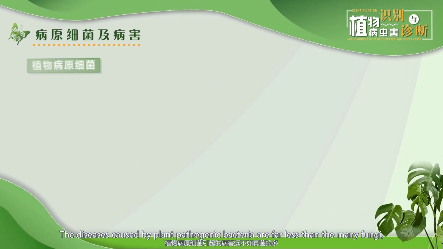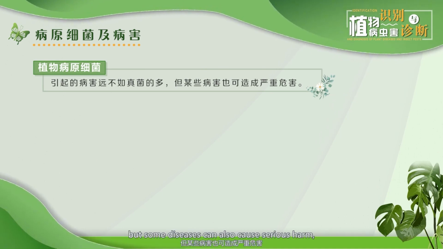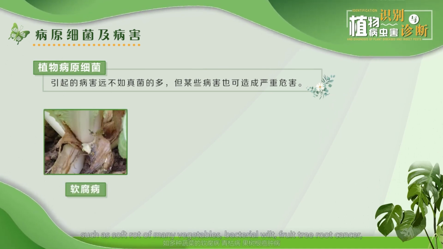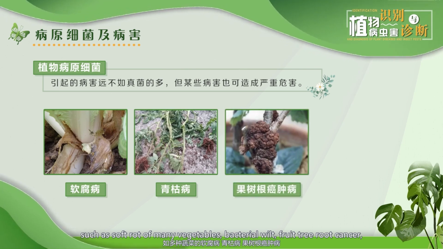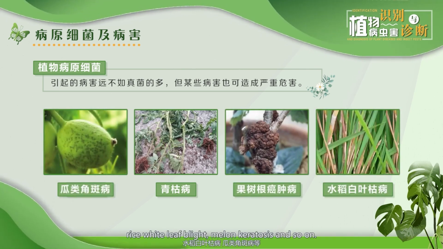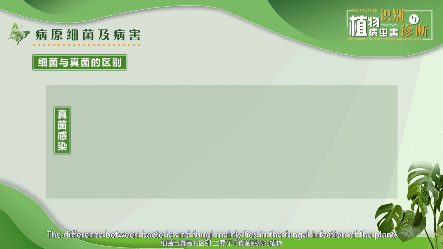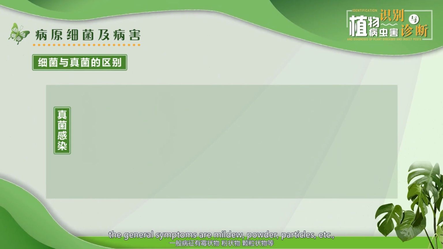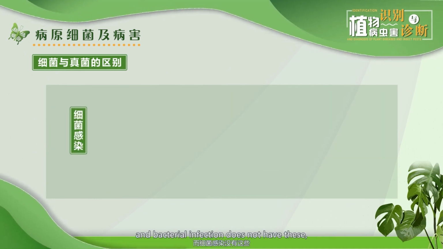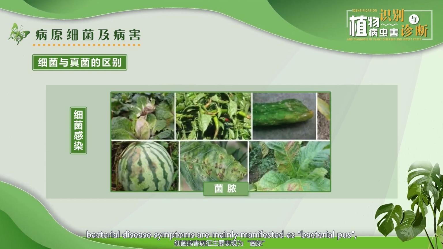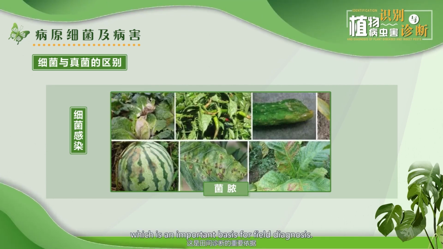etc. The diseases caused by plant pathogenic bacteria are far fewer than those caused by fungi, but some can still cause serious harm, such as soft rot of many vegetables, bacterial wilt, fruit tree root cancer, rice white leaf blight, melancheriasis, and so on. The difference between bacteria and fungi mainly lies in the symptoms. Fungal infection of a plant generally shows mildew, powder, particles, etc., and bacterial infection does not have these. Bacterial disease symptoms are mainly manifested as bacterial pus, which is an important basis for field diagnosis.